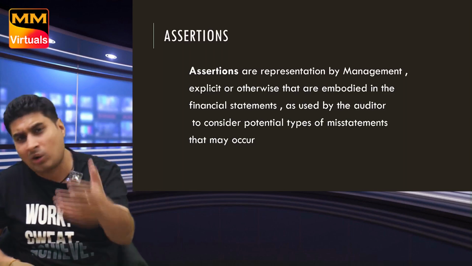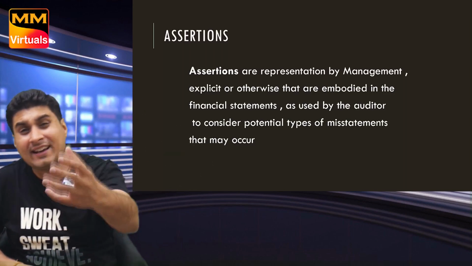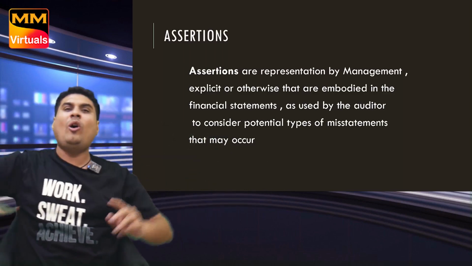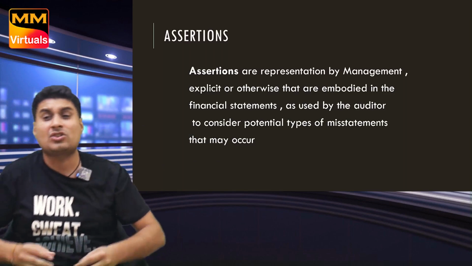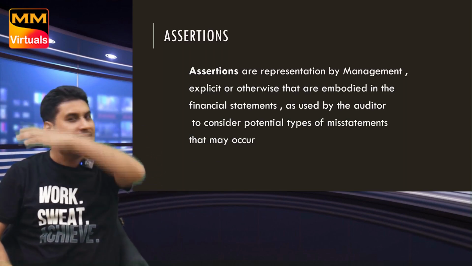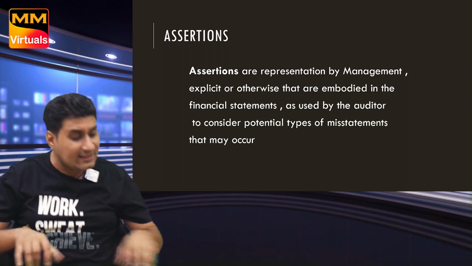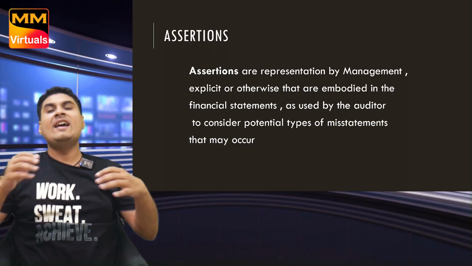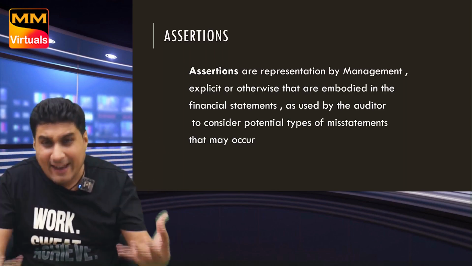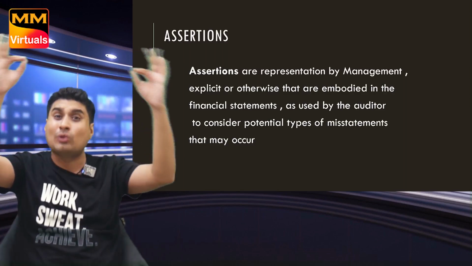Now you will ask me, what is explicit? Clearly explained. Assertions are representation by management, explicit, clearly explained, or otherwise, which means many assertions are implied. See, sometimes your mom will directly tell you, I love you so much, but your dad will not hug you like that. But that doesn't mean your dad doesn't love you. Dad's love is implicit, it's implied. It's visible in the actions. He wants you to study. He wants you to pass. In English, that is also love.